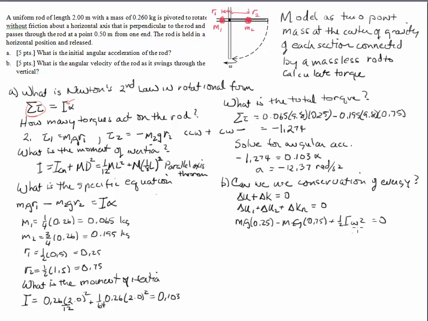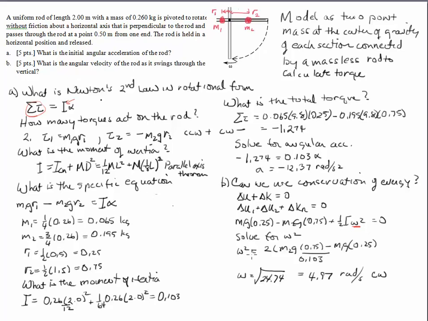Our goal is to find this omega squared here. And let's solve for it. And solving for it, we have that omega squared is equal to this quantity, which is the quantity of the first two terms on the left-hand side of the equation divided by 0.103, all quantity multiplied by 2. And we come out with the angular velocity equal to 4.97 radians per second, and in the clockwise direction. End of module.